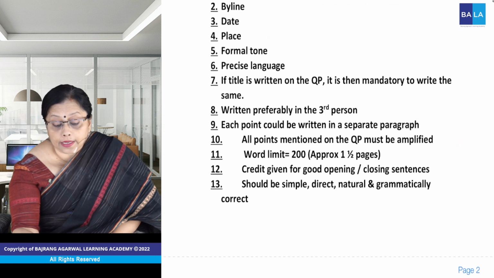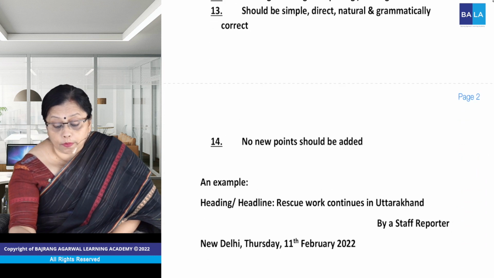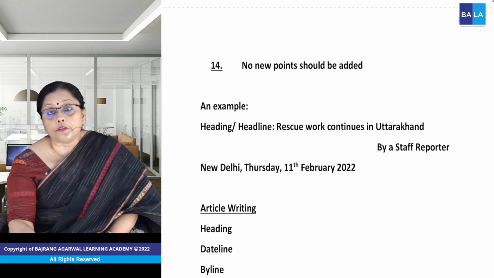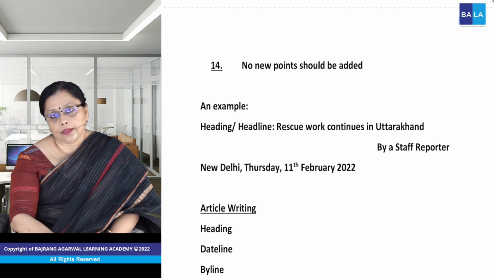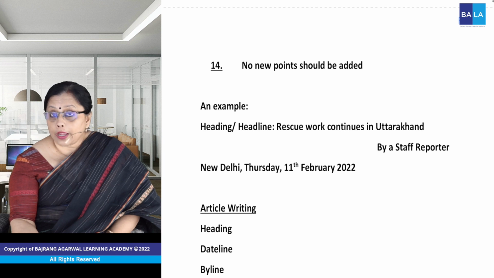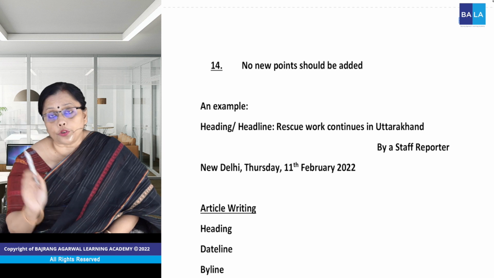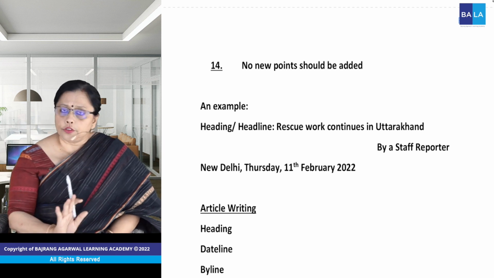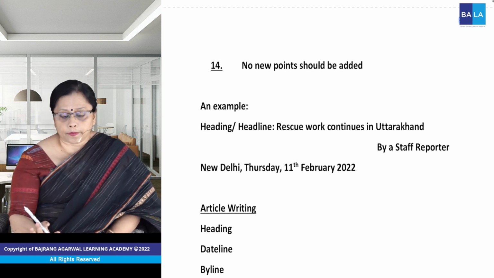Then the next is a byline. What is this byline? See, by a staff reporter. This is the byline. Now you write by a staff reporter. You may write by a staff reporter, put a dash or a comma and write your own name. Don't write it. Just write by a staff reporter.